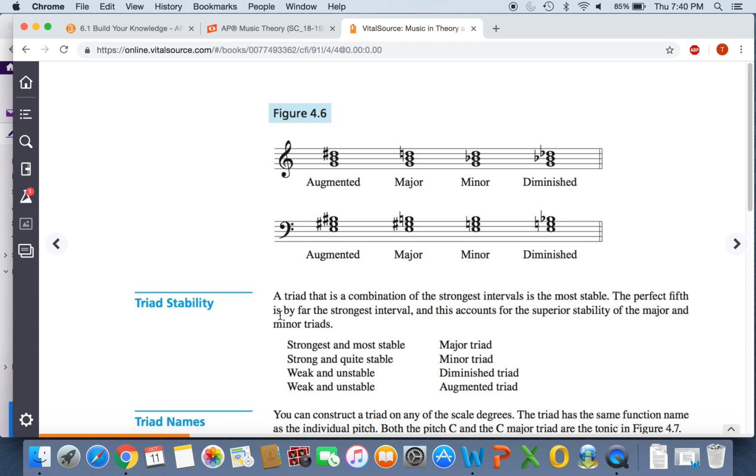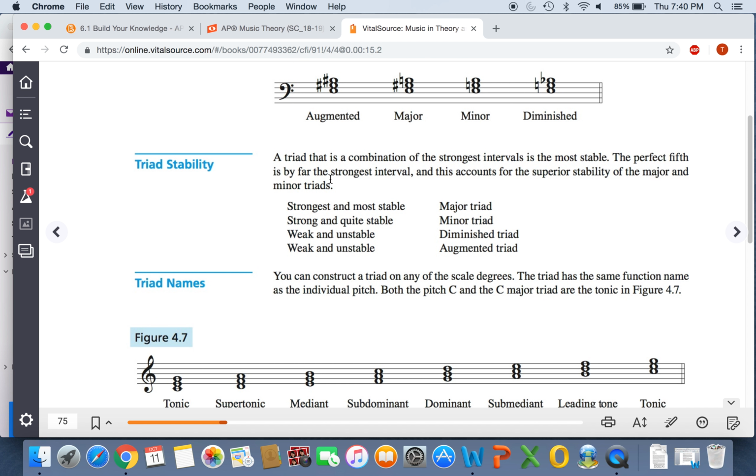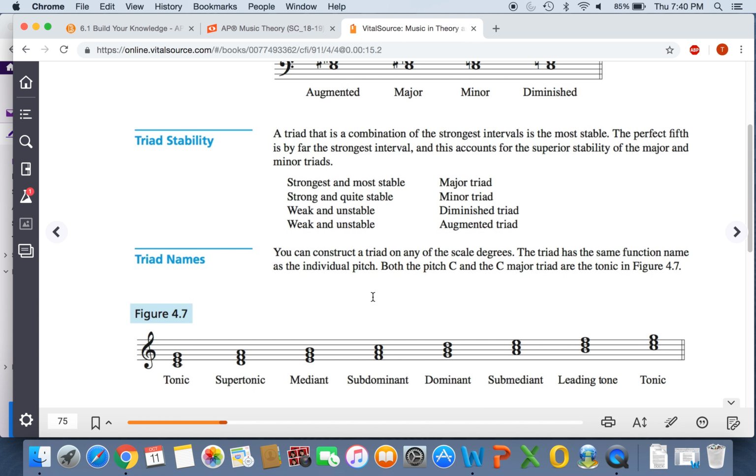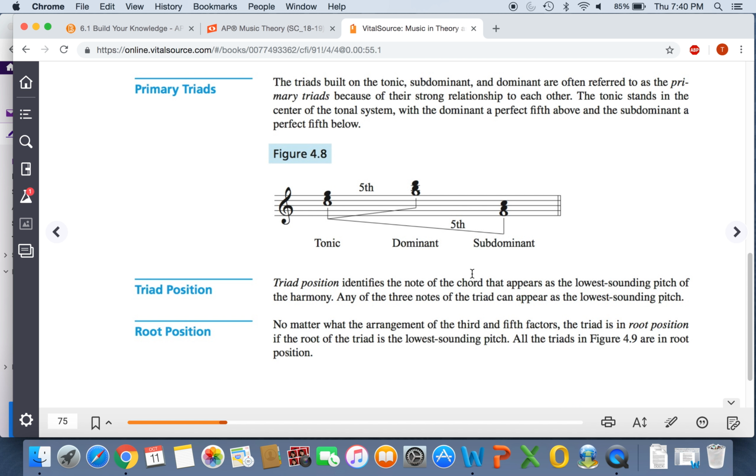These things matter. You might find questions along the way that ask about triad stability, so please read these yourselves and get to know what is weak, what is strong, what is strongest. Triad names, this will definitely come into play. Maybe not right away, but it could be in the questions. Tonic, the very first chord, built on the tonic note, you guys. It's built on Do. Supertonic, mediant, subdominant, and dominant. These are going to be appearing all the time. Submediant is common. Leading tone chord is going to be diminished in a major scale. And there's your tonic again. Primary triads: tonic, dominant, subdominant.